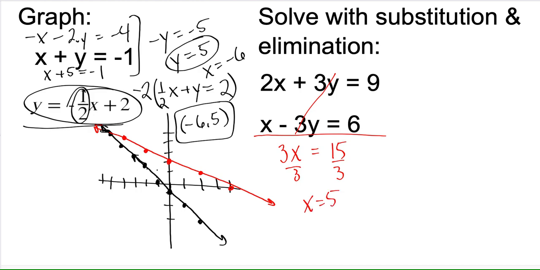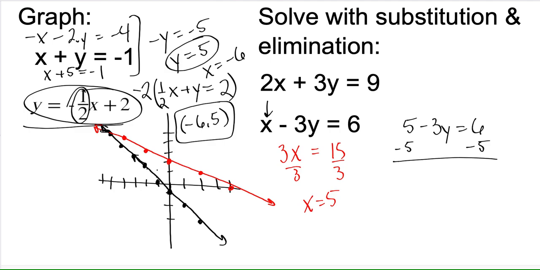Okay. Once we get an x, go back up here. It doesn't matter which one we plug into, whichever one is easier. I'd probably say this one since there's no number in front of the x. 5 minus 3y equals 6, and solve that. Move the 5 to the right, and we get negative 3y equals 1, y equals negative 1/3.